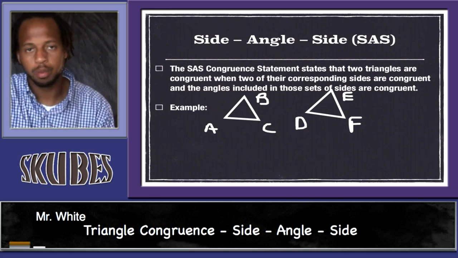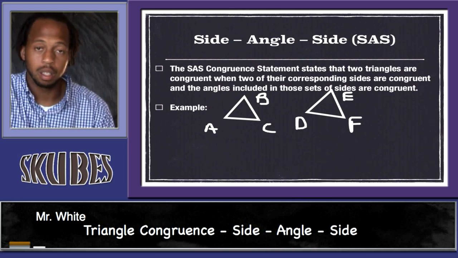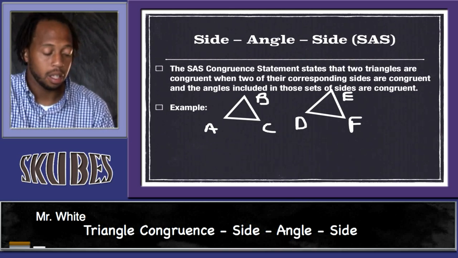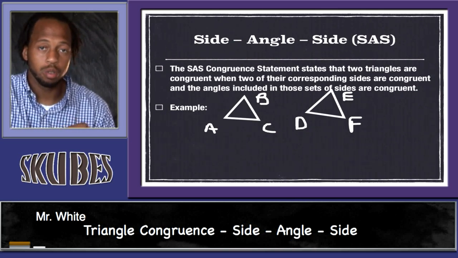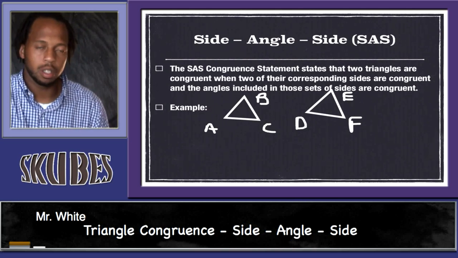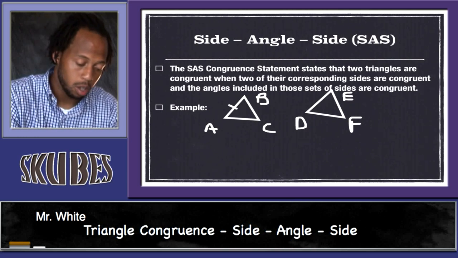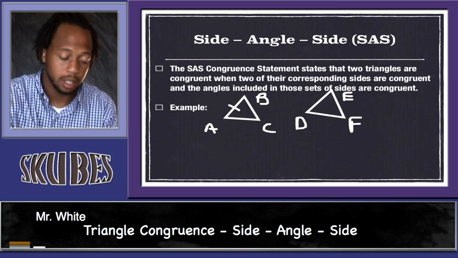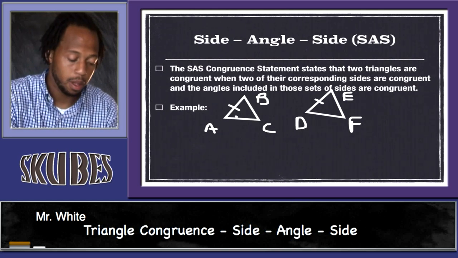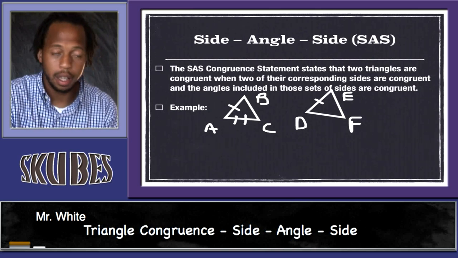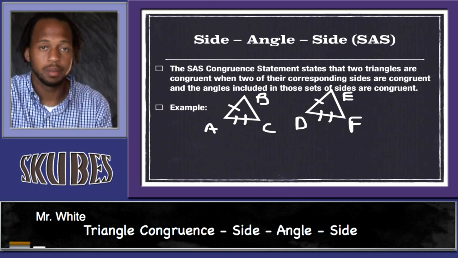And so if we're trying to prove triangles ABC and DEF being congruent by the SAS congruent statement, we will have to indicate that 2 corresponding sides are congruent and the angle included in those 2 corresponding sides are congruent. So let's first off indicate 2 sets of corresponding sides that are congruent. One tick mark indicates that side AB and side DE are congruent. 2 tick marks indicate that side AC and side DF are congruent.